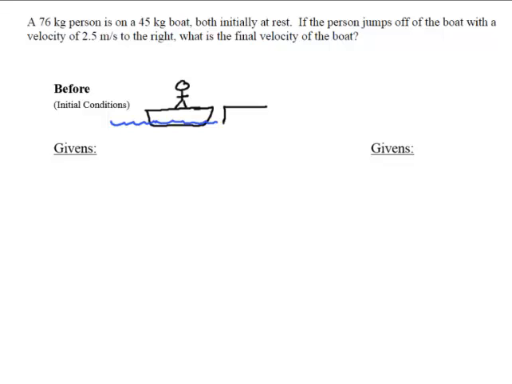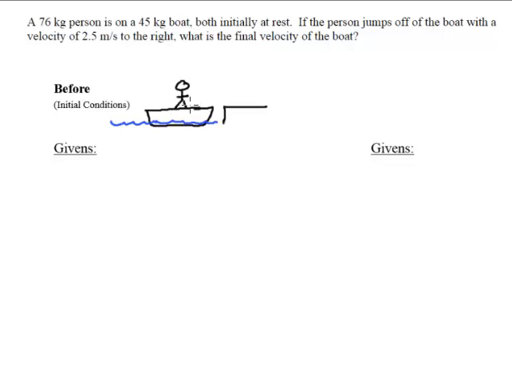A 76 kilogram person is on a 45 kilogram boat with both initially at rest. If the person jumps off the boat with a velocity of 2.5 meters per second to the right, what is the final velocity of the boat? Well, this is a momentum question, and momentum questions deal with what happens before an event and what happens after an event.